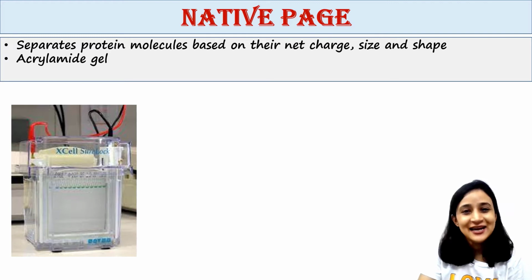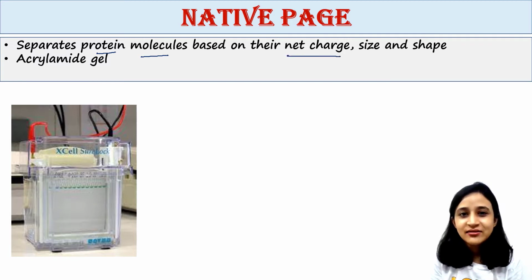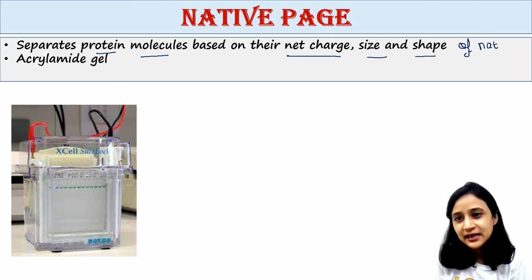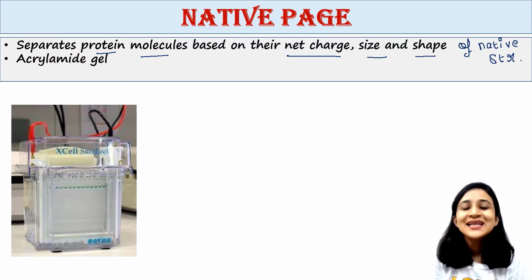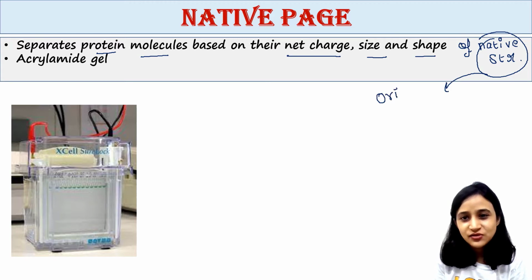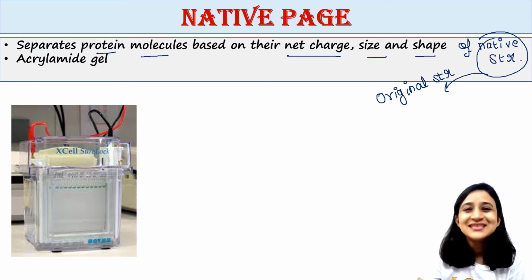So let's talk about native PAGE. Native PAGE is a technique that is used to separate protein molecules based on their net charge, their size and shape of the native structure. That means based on their original structure and shape.